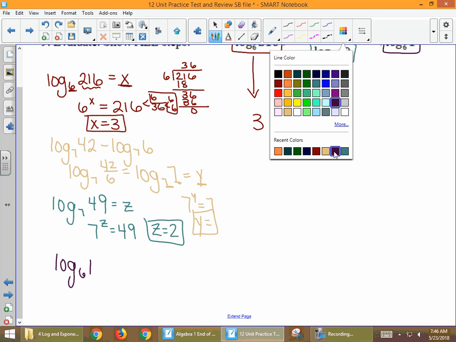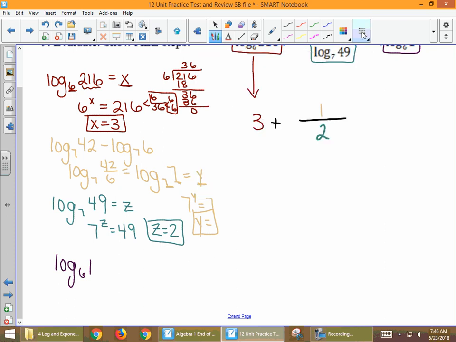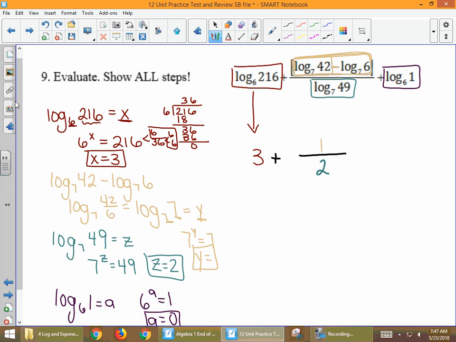And the last one, I'll just make this a. 6 to the a power equals 1. And the only way we can get 1 is an exponent of 0. So we can replace that last term out there with a 0.